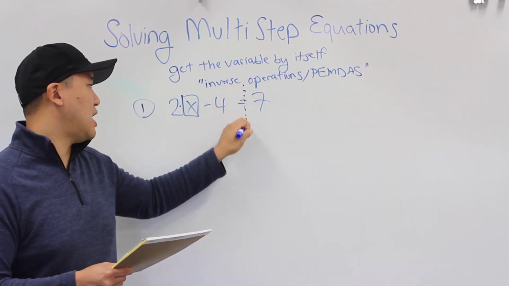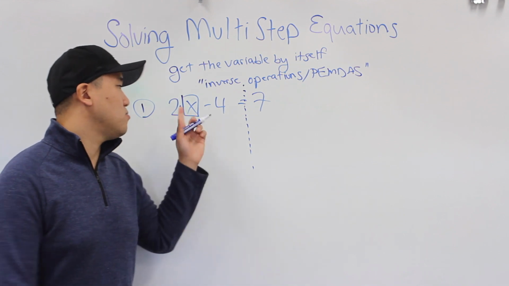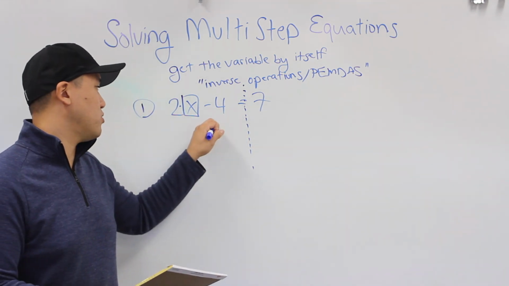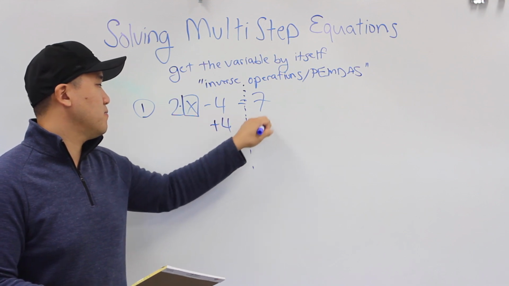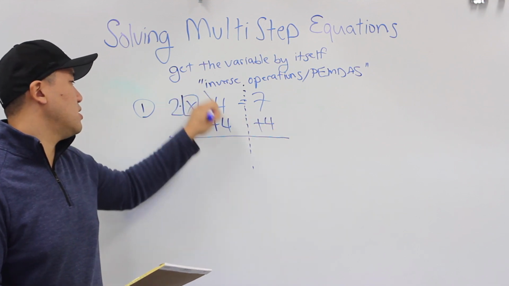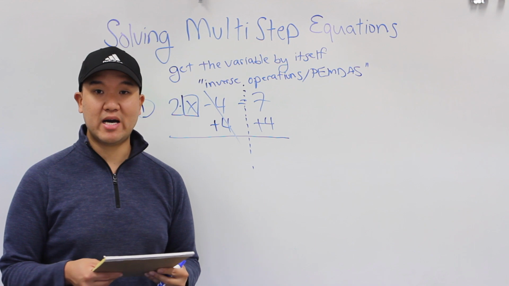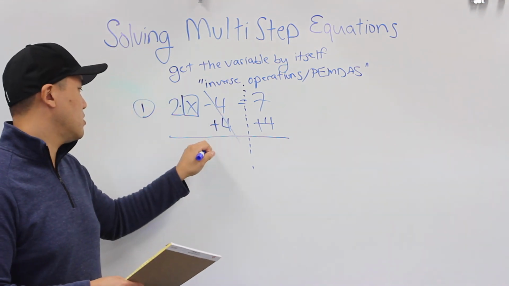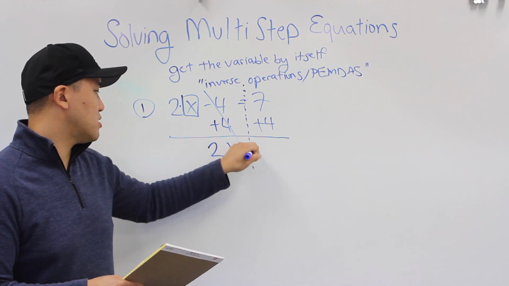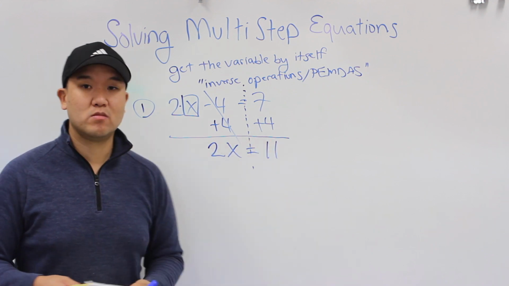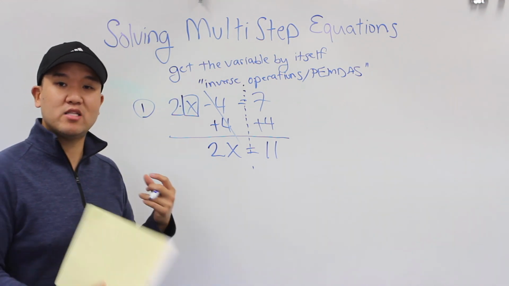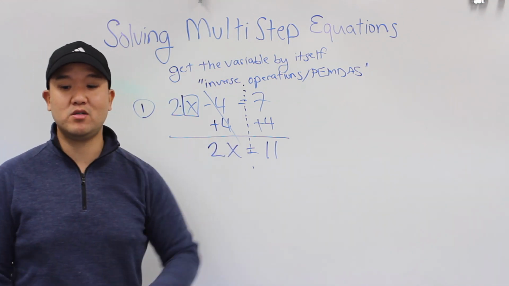So how do we move that 4 to the other side, this minus 4? We use inverse operations, so we're going to use the opposite. So we're going to add 4 to both sides. If you add 4 to both sides, you actually cancel it out because 4 minus 4 is 0. So what's left over? You have 2x. 7 plus 4 is 11, and we're slowly getting this variable by itself by moving everything to the other side.